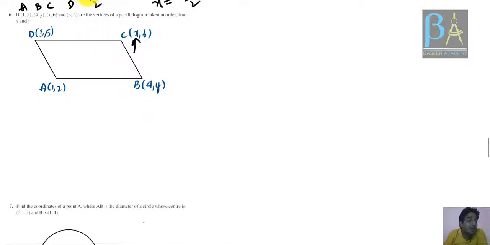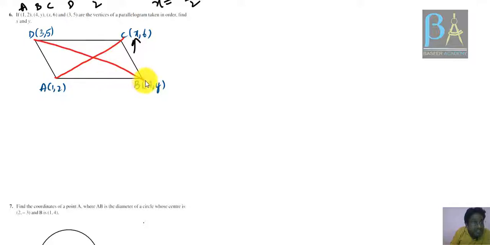Isn't it? In a parallelogram, the diagonals bisect each other. The diagonal AC and the diagonal BD, they bisect each other, which means they cut each other into two equal halves. Let us say the diagonals are meeting each other at the point O, then obviously the diagonals of a parallelogram bisect each other, meaning they cut each other into two equal halves.